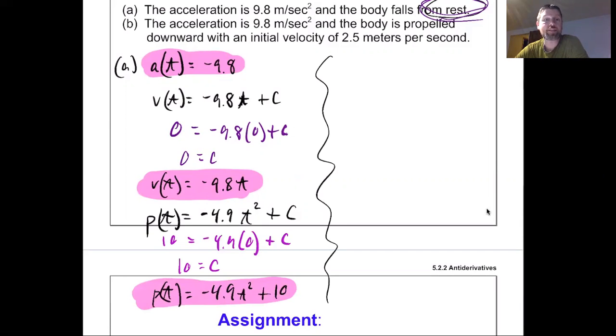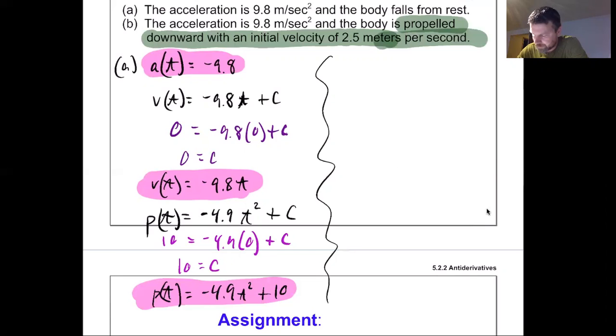All right, let's do this one more time, but this time, instead of falling from rest, our body is being propelled downward with an initial velocity of 2.5 meters per second. All right, so part A. Looks like acceleration's the same, right? Earth hasn't changed size. So the acceleration is still negative 9.8. Again, negative because gravity pulls downward.